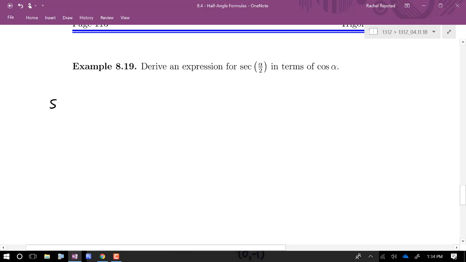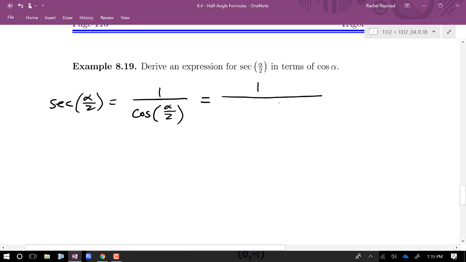So we'll start with that step, 1 over cosine of alpha over 2. But I want to get this in terms of cosine of alpha. So I think the first thing we might do is just use that half angle identity. And it says that, so we have 1 over, the cosine of alpha over 2 is plus or minus the square root of 1 plus cosine alpha over 2.